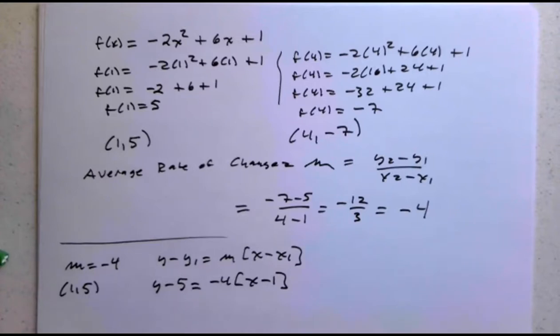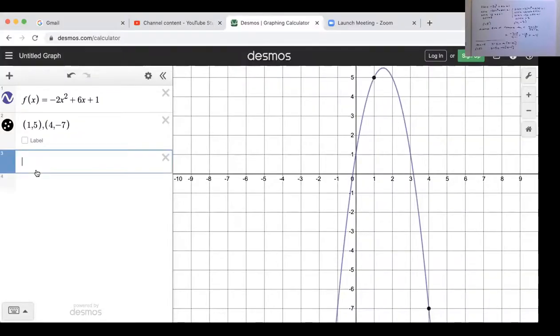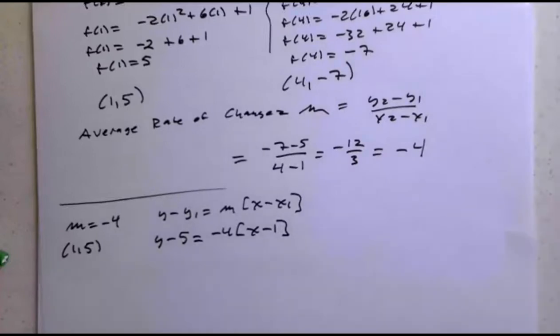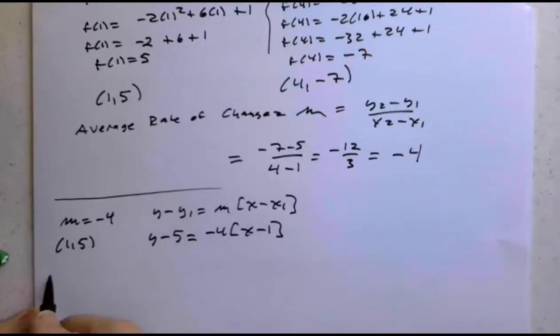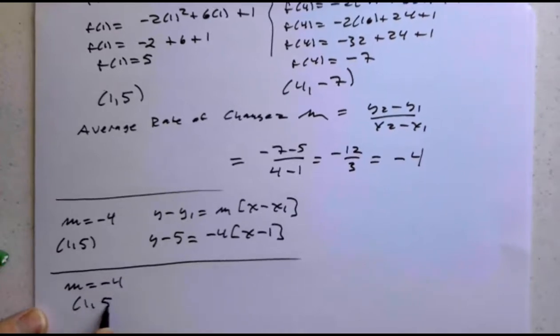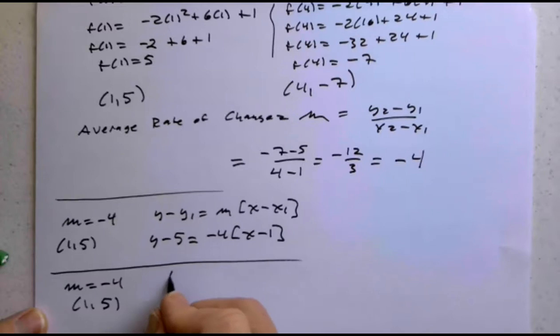So I'm just going to go ahead and put that into Desmos. And I'll show you my preferred way to do this. Using point slope form, again, y minus 5 equals negative 4 times x minus 1. And there's the secant line going through those 2 points. But I really prefer to use slope intercept form instead. So if I have m equals negative 4, and the point 1, 5, I like to find the y-intercept.